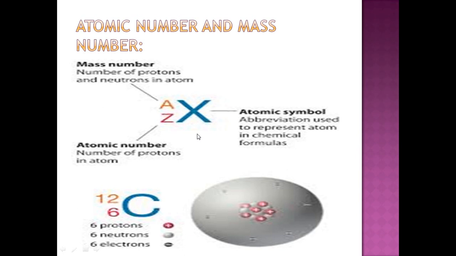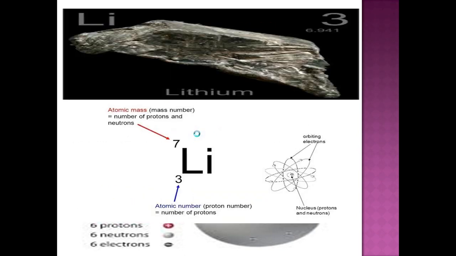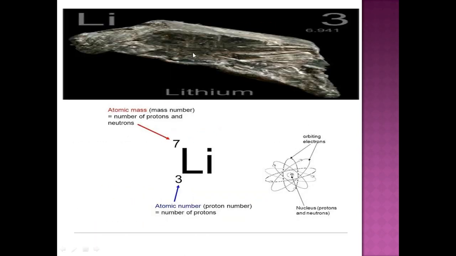Okay, let's see another example. What is this? This is an element which is called lithium. So how can we write its symbol? By using the first letter, and then the second letter must be written in small letter. So what is the symbol of lithium? Li. Again, the symbol of lithium is Li.